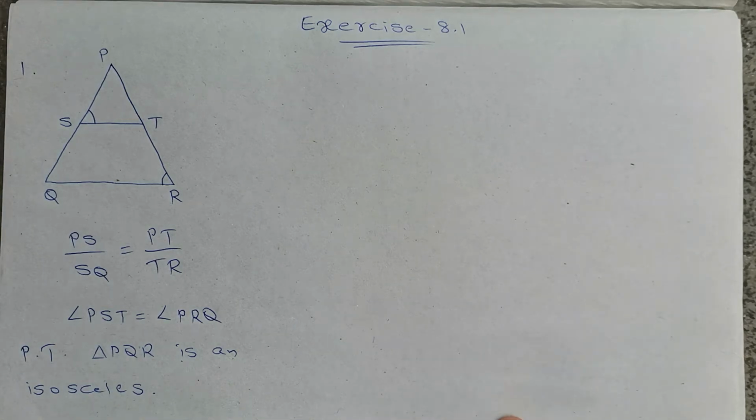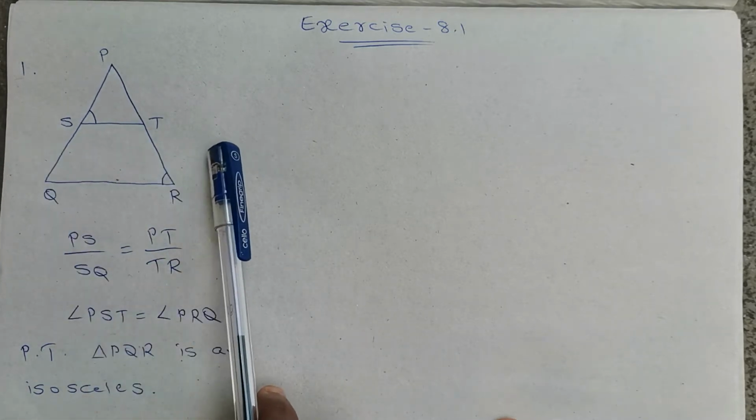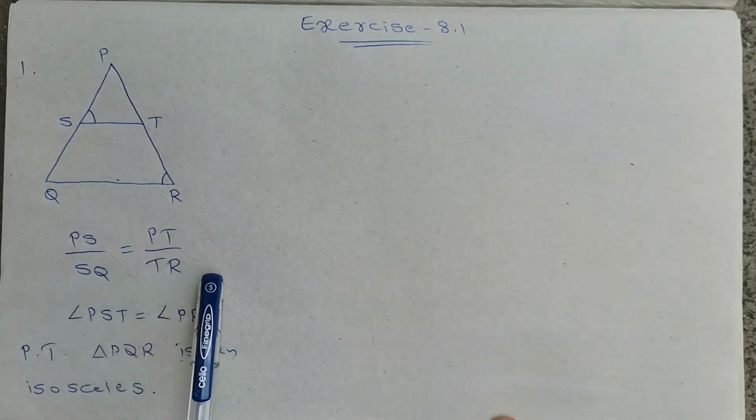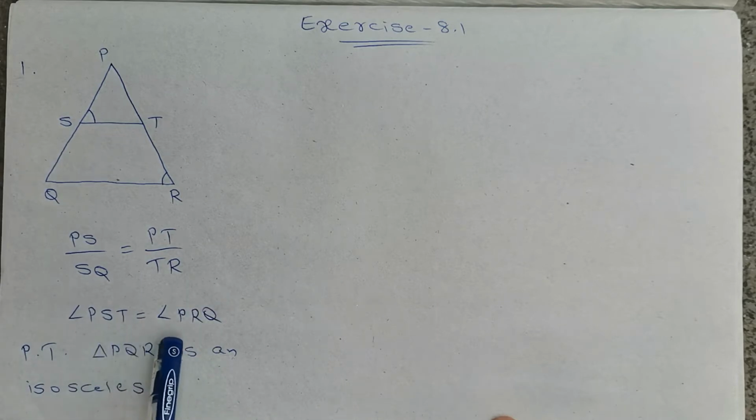Hello everyone, in this video we are going to discuss similar triangles exercise 8.1, one of the very easy and interesting topics. Okay, the first question is, in the triangle PQR, ST is a line such that PS by SQ is equal to PT by TR and angle PST is equal to angle PRQ. Then prove that triangle PQR is an isosceles triangle.